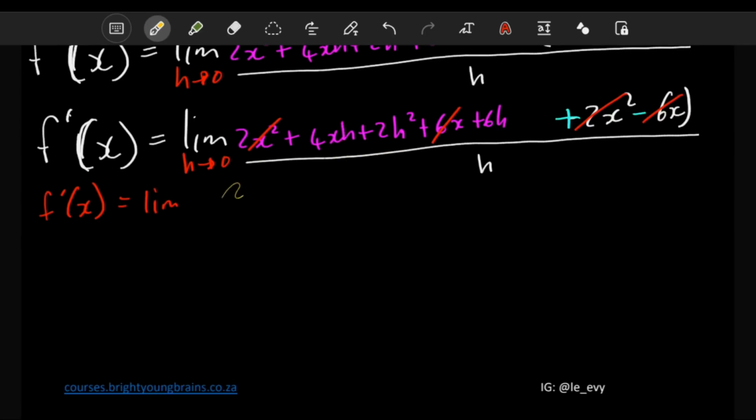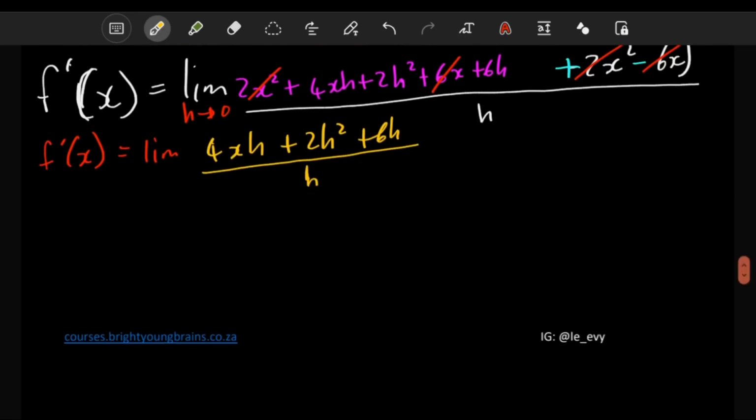But anyways, this is like 4xh plus 2h squared, and then plus a 6h over there. The bottom part here is h. Now, obviously here, you can just take out h as a common factor, because with first principles, it's just such a routine work that you'll be doing.